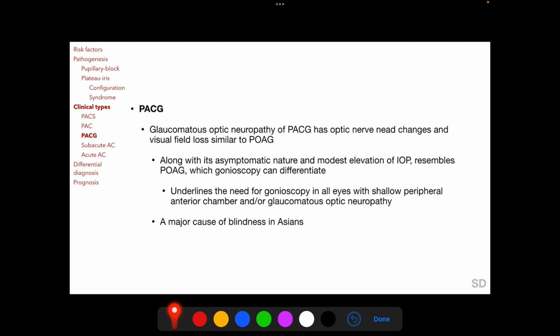PSEG patients have glaucomatous optic neuropathy in addition to peripheral anterior synechia and raised intraocular pressure, and glaucomatous optic neuropathy of PSEG has optic nerve head and visual field changes similar to POAG. Only by looking at the optic nerve head and the visual field report, it is not possible to differentiate between these two entities because of the asymptomatic nature of PSEG resembling POAG, and these two entities can be differentiated only by gonioscopy.